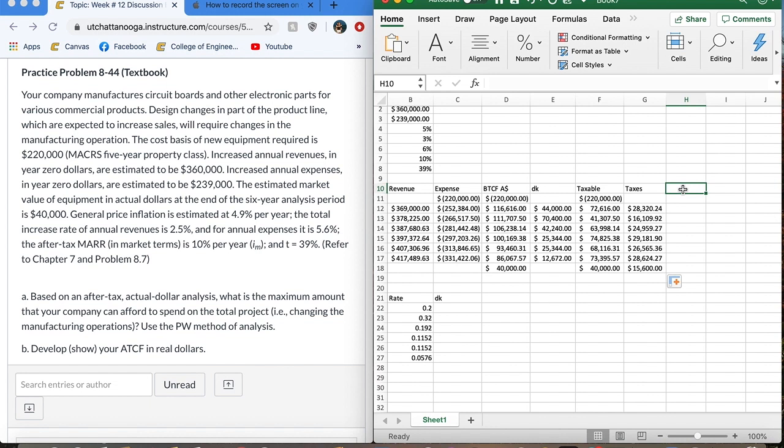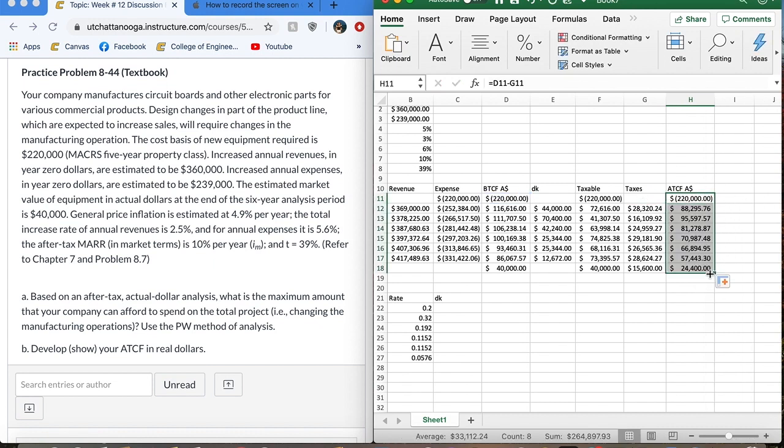So after you do that, now we can create our after-tax cash flow in actual dollars. To do that, you're just going to take your before-tax cash flow in actual dollars and subtract the taxes from it. Take that and you can drag that all the way down. Hit enter. And that's what you should have for actual dollars.